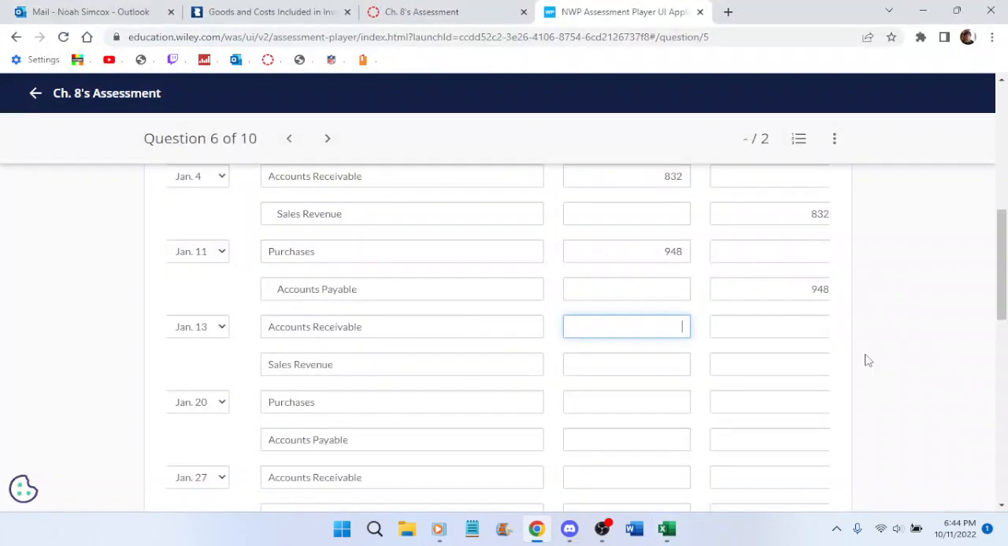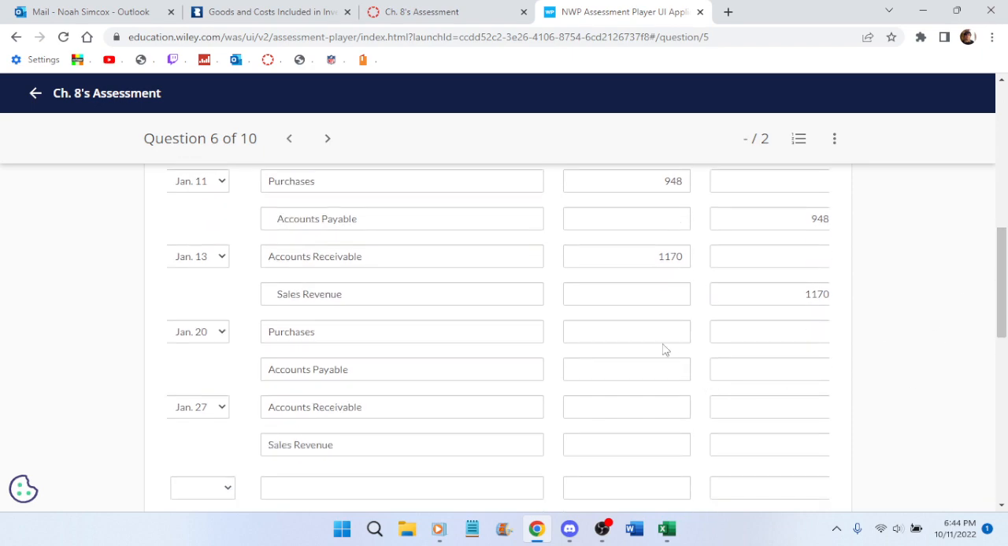I'm just rushing through this thing. This is taking so long.